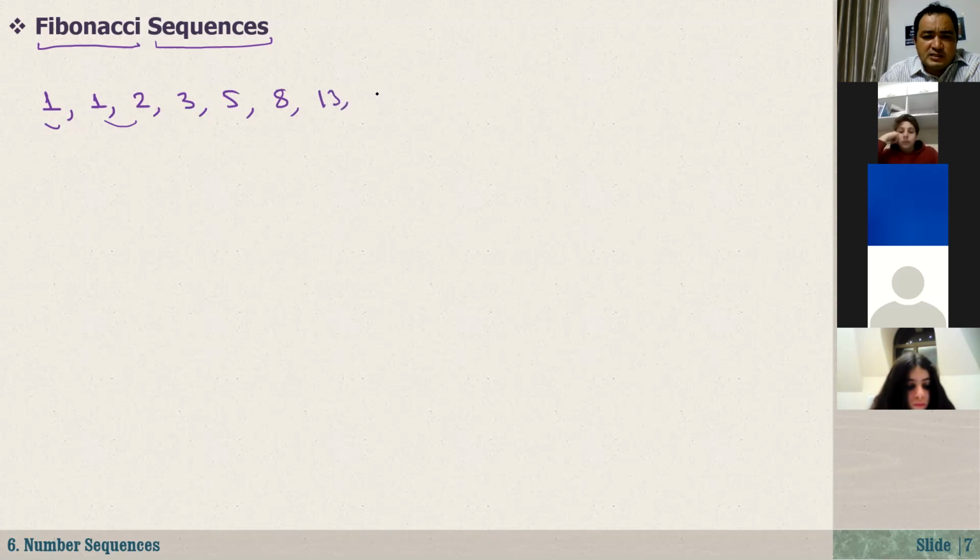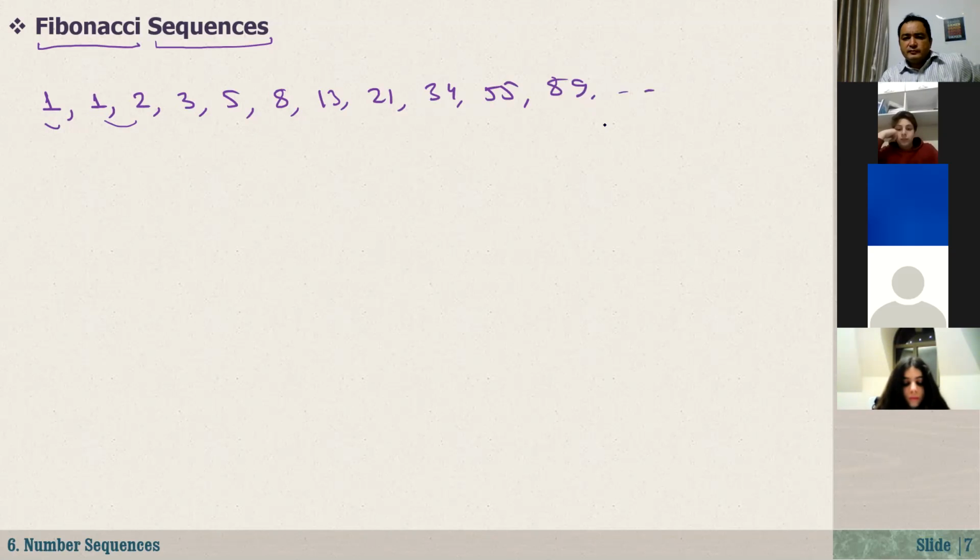13. 13 plus 8 is 21. 21 plus 13, what is it? It is 34, 55, 89. We will continue. Okay, and this sequence is called the Fibonacci sequence. And what is the rule here? Start with 1 and 1, right? Because these numbers are the starting values. Okay, and add two preceding terms to get the next term.